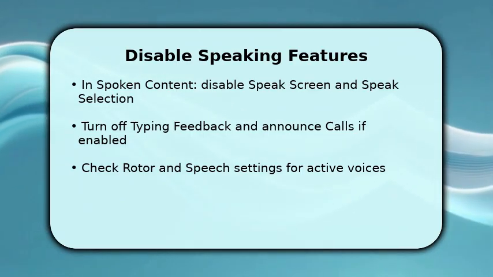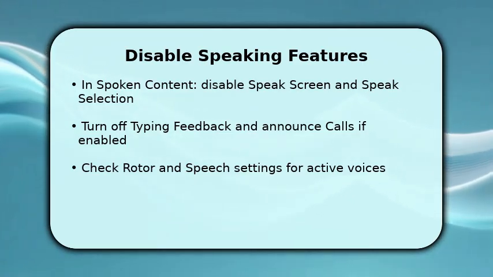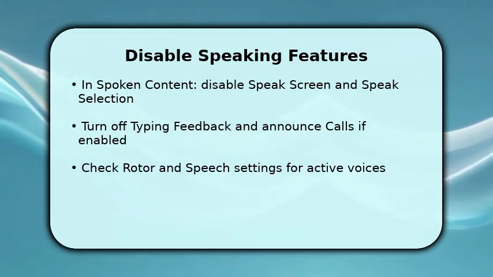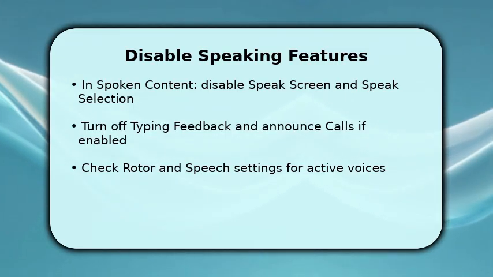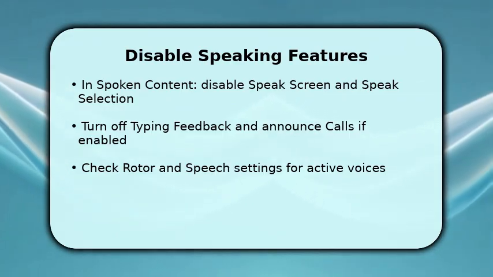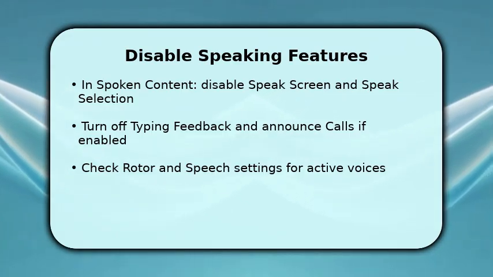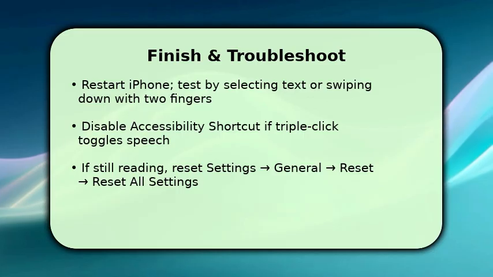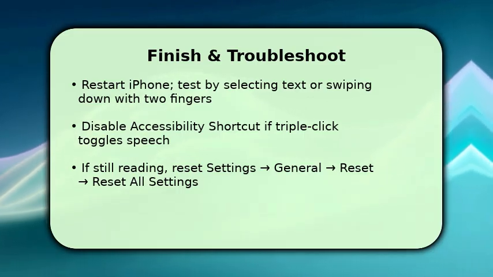Finally, open voice settings inside spoken content and set the voice to off or pause speaking rate. Once you finish these steps, normal reading should stop. To complete, restart the phone to clear cached accessibility states, then test by selecting text or swiping down with 2 fingers. Nothing should speak.